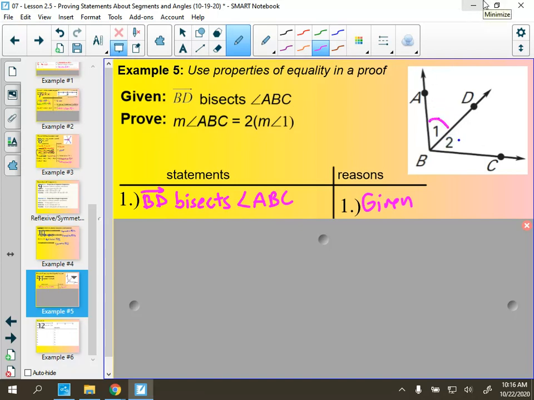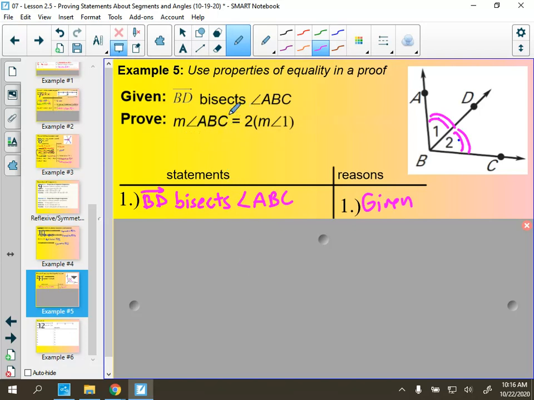Were we told that 1 and 2 were the same? No, that's something that I'm applying. I'm using my knowledge of what bisects means to add those markings there. So I actually have to formally state that. I think it's something we'll do as we go down here.